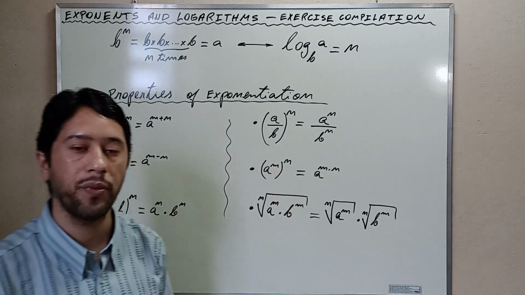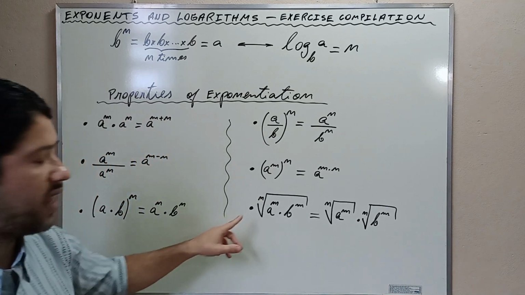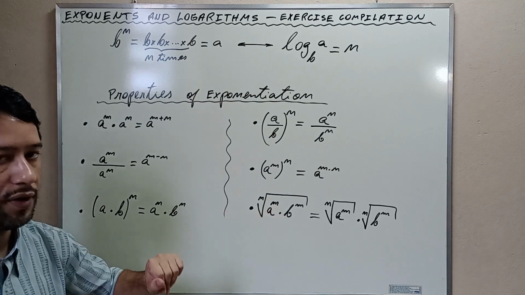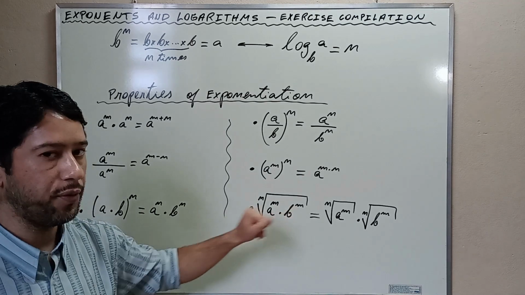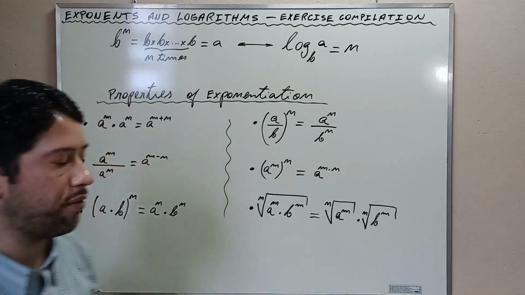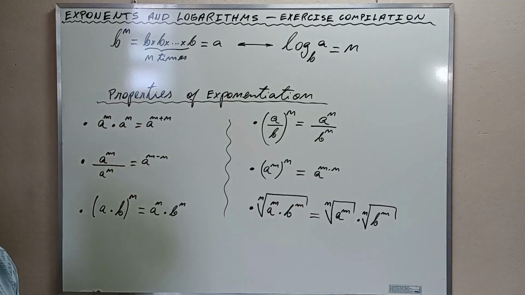And the last property that's going to help us solve the exercises is this. The nth root of a to the mth times b to the mth is equal to the nth root of a to the mth times the nth root of b to the mth.